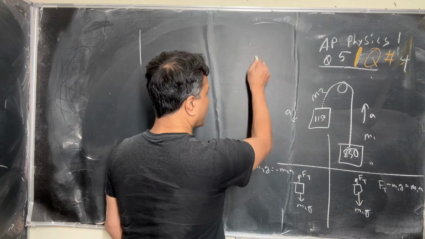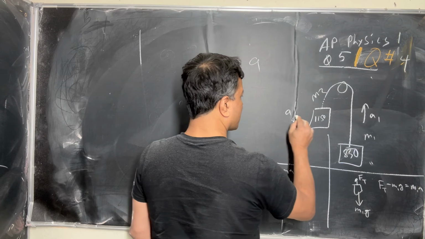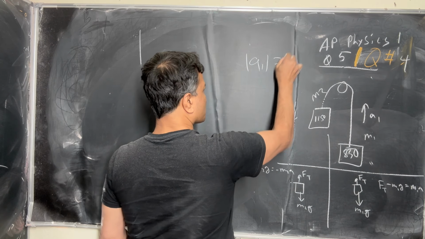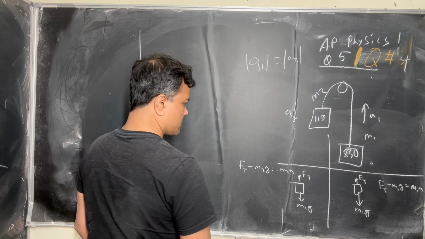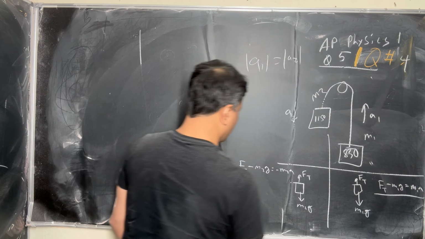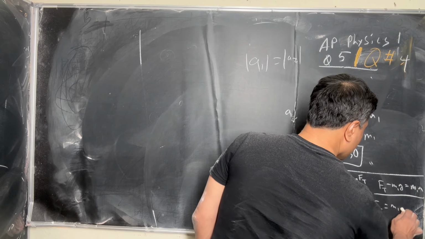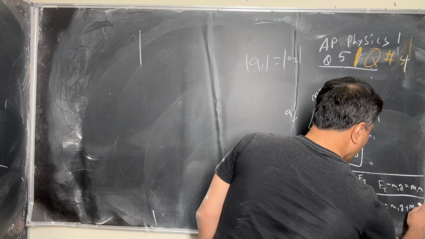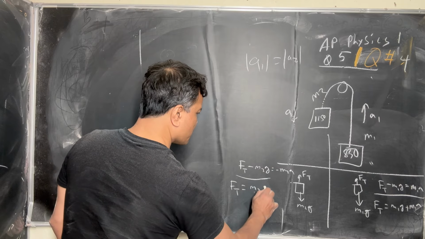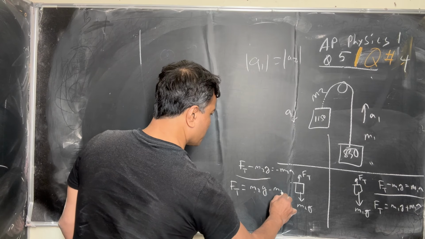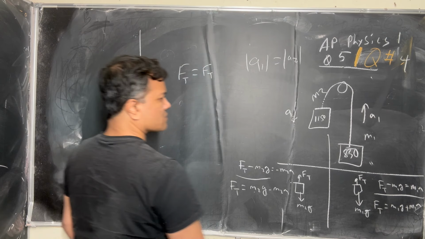Okay, so the magnitudes of acceleration for this one and this one are the same, by the way. A1 is equal to A2. Don't make a mistake with that one. So now we have Ft over here, we have Ft over here. Ft is M1G plus M1A. What is Ft over here? Ft is M2G minus M2A. So you're going to say Ft is equal to Ft.